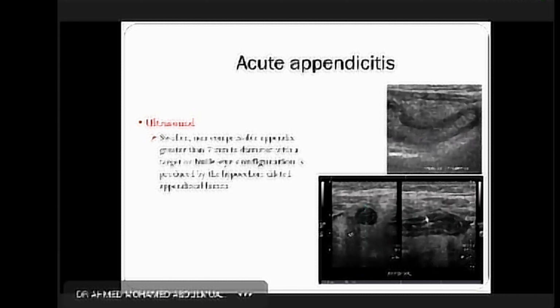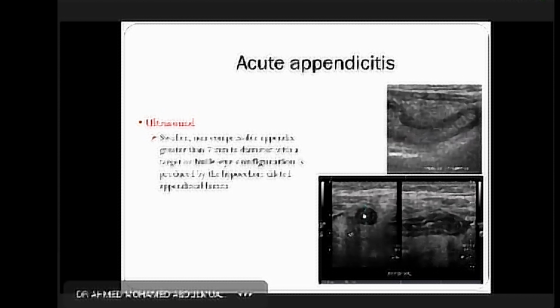This is in transverse and this is in longitudinal. You can see the layer of fluid within the wall of the appendix, and it is thickened, more than 7 mm, indicating acute appendicitis. So ultrasound is the safest way to diagnose acute appendicitis, but it depends on the condition of the patient. The patient should be cooperative, thin, a child, or a woman. It's good to do an ultrasound because you don't want to give a radiation dose to the patient, especially as we don't know whether she is pregnant or not.